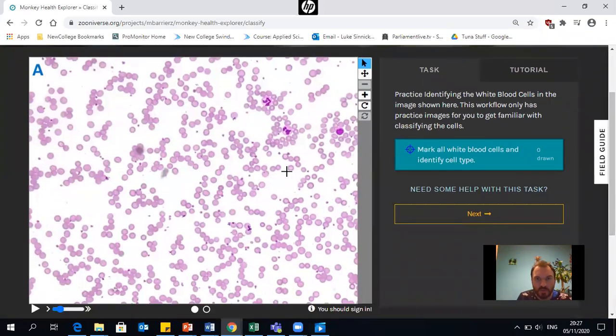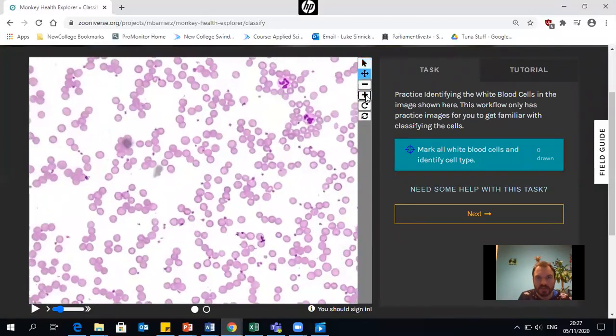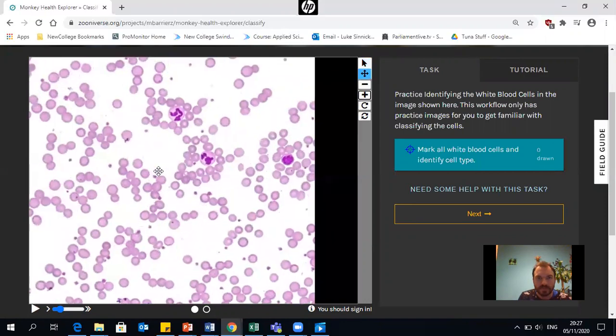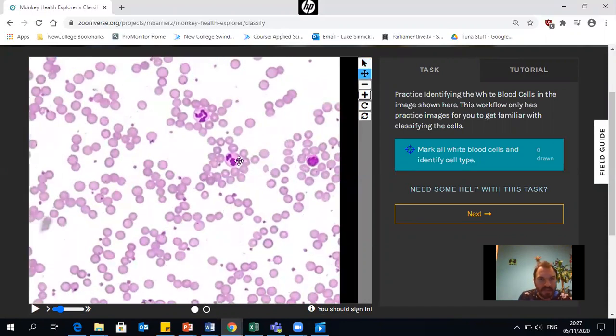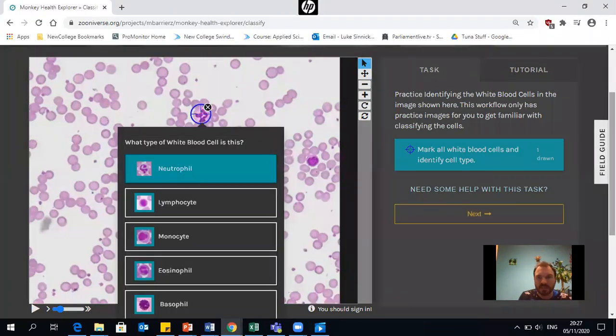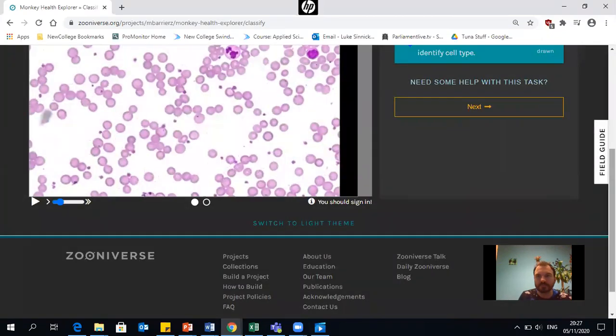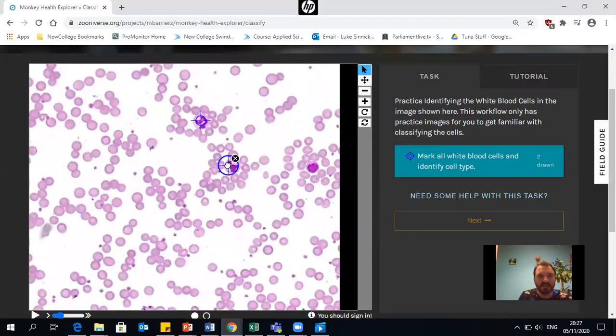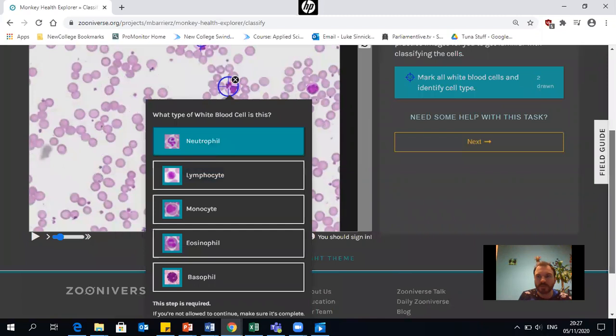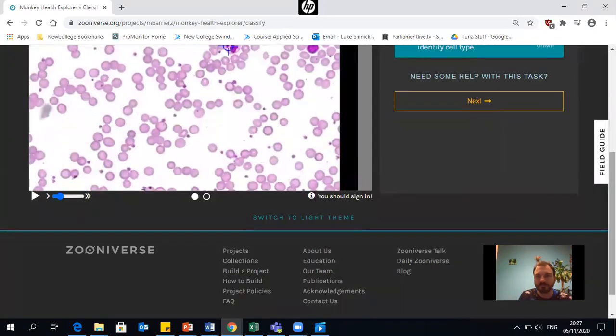So I'll just do one more for you. So there's a few white blood cells up here, mostly red blood cells, but there definitely are a few top here. So there's these three. Now again, both of these two got that multi-lobed nucleus, which I think is a neutrophil. I'm going to click neutrophil there. And this one again is definitely a neutrophil. So I'm going to click neutrophil.